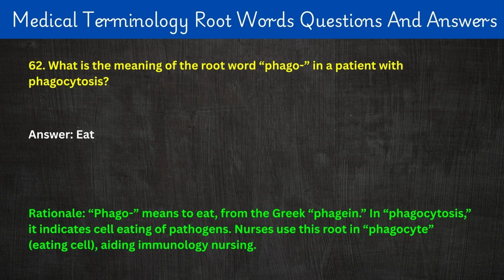62. What is the meaning of the root word phago- in a patient with phagocytosis? Answer: eat. Rationale: Phago- means to eat, from the Greek phagion. In phagocytosis, it indicates cell eating of pathogens. Nurses use this root in phagocyte, eating cell, aiding immunology nursing.